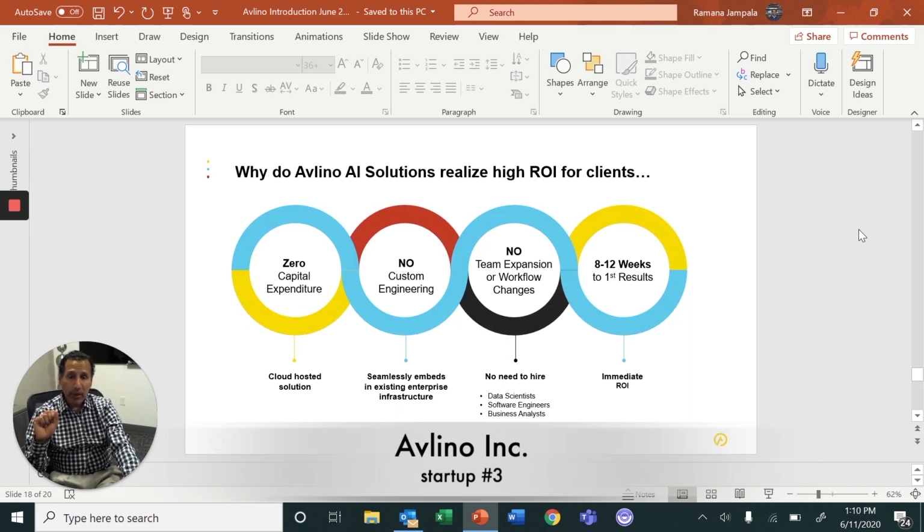And best thing, from an ROI for client generation with the solution delivery concept, zero capital expenditure on their part. They don't have to buy any hardware or software. There is no custom engineering on their part. We directly get embedded into the business. Our solutions get embedded into the existing business processes. There is absolutely no need for the client to hire a data scientist, big data engineering team, software or UI team. And most importantly, the ROI can be realized within 8 to 12 weeks from the date of first installation.